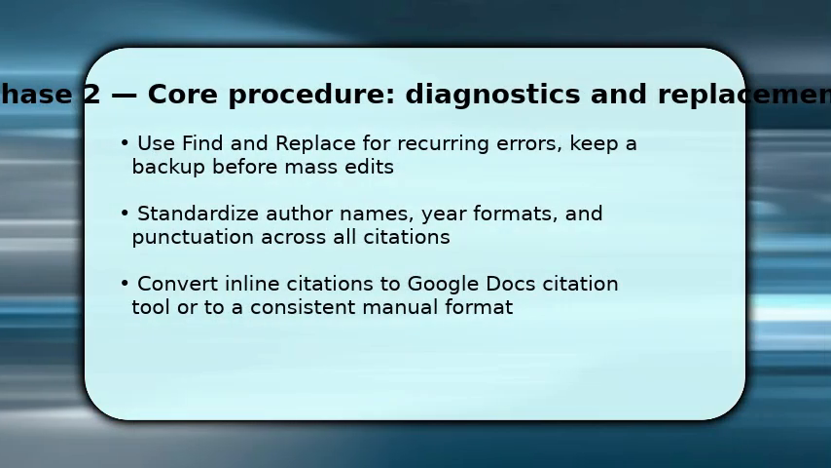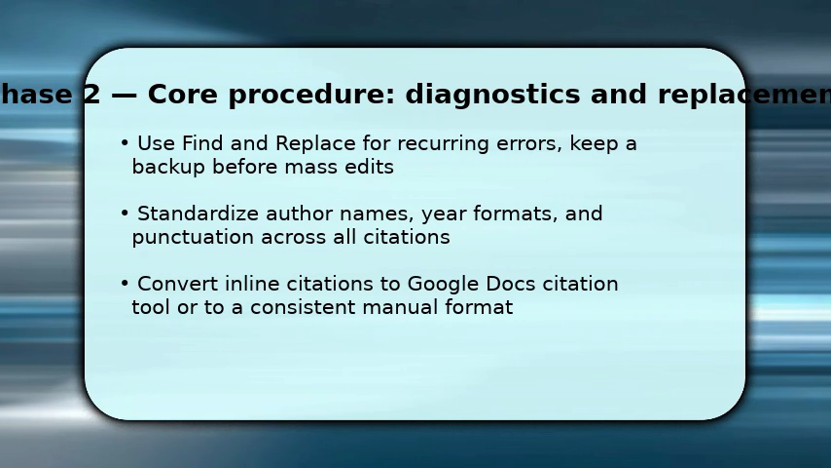Now you systematically fix each citation. Replace variants with the standardized form you chose. Use Find and Replace for repeated mistakes, but make a copy first. Mass edits can be risky.